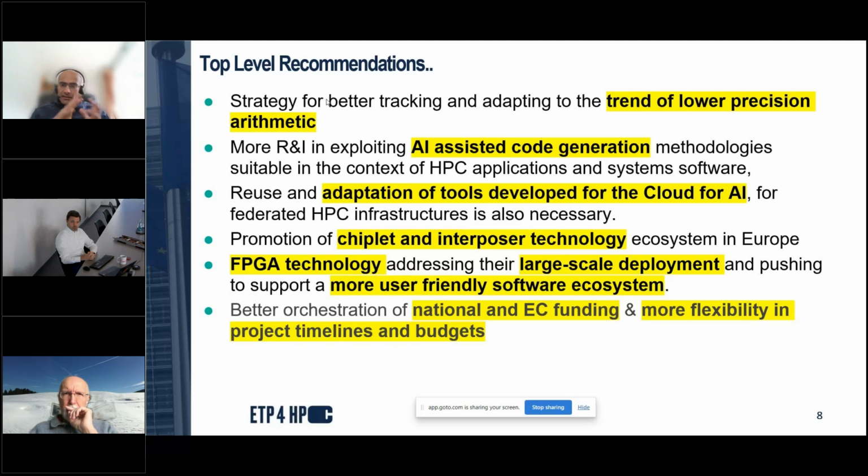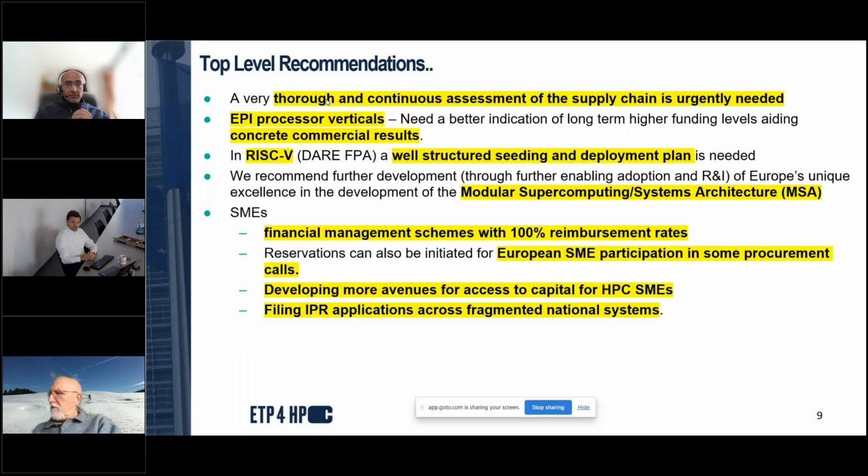And slightly on the political side, we also see that there's got to be better orchestration of national and EC funding, and more flexibility in project timelines and budgets for all our research projects. And as you see, the global geopolitics is currently very shaky, and we don't know what's going to happen. So there's got to be a very thorough and continuous assessment of the supply chain in view of these political developments globally.